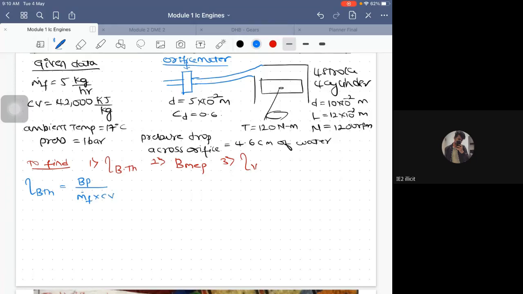So what are the available parameters? BP is not available. Again, I need to calculate. So BP is equal to what? It is 2 pi NT by 60. All the parameters are directly given. Just substitute. It is 2 pi, N is 1200 RPM, cross torque is given as 120 Newton meters, divided by 60. Whatever you get, you would get in watts. Give me the value. So once that is done, MF dot should be in which units? 5 kg per hour it is.